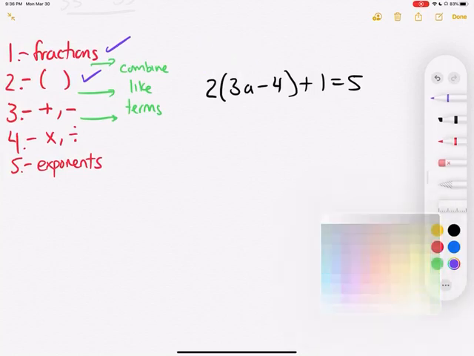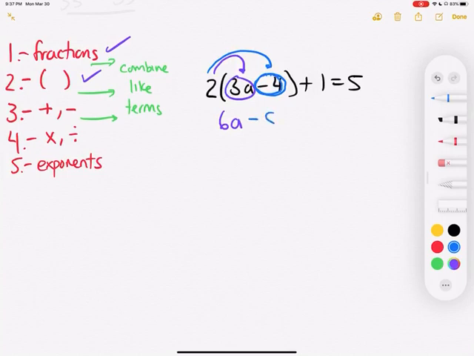So the first thing is going to be 2 times 3a. So 2 times 3a, that's going to be 6a. And the next multiplication is 2 times the second term, which is negative 4. So 2 times negative 4, that's going to be negative 8. And then everything else in the equation is going to remain the exact same. So this is the first thing that you have to do, get rid of the parentheses using this distributive property.